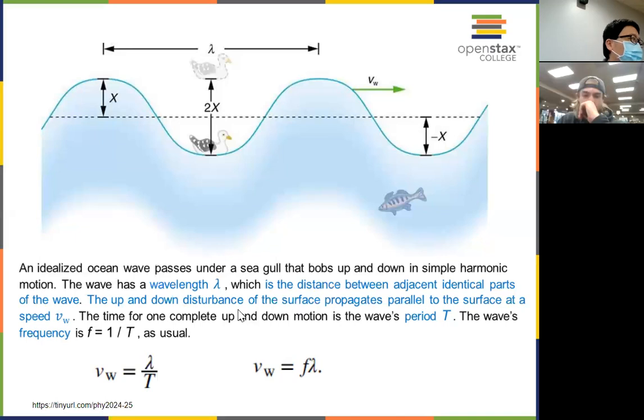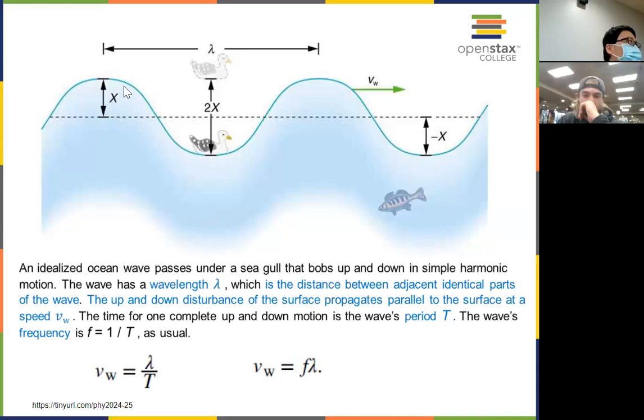For waves, if a wave peak goes from one peak to the next peak, then the distance traveled is called the wavelength. We use lambda. And the wave will have a magnitude, that means the maximum displacement from the equilibrium position. We call it the amplitude.